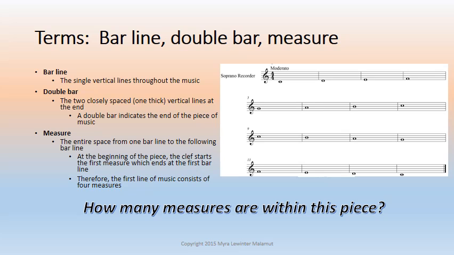If you said 4, you are correct. Again, remember the clef replaces the bar line in our counting. Now, here's another one for you. How many measures are within this piece? If you said 16 measures, you are correct.